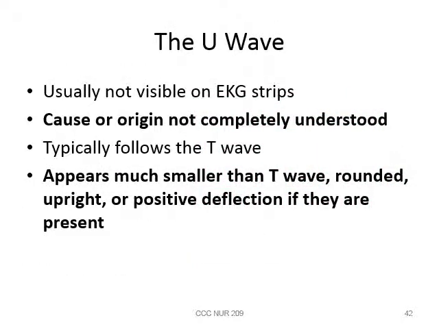The U wave is kind of the last wave. It may not always be seen on EKG strips. It's kind of rare to see it. We're really not sure specifically what the cause or origin is. It's not really understood. It appears smaller than the T wave. It's usually rounded and upright, a positive deflection, if present.